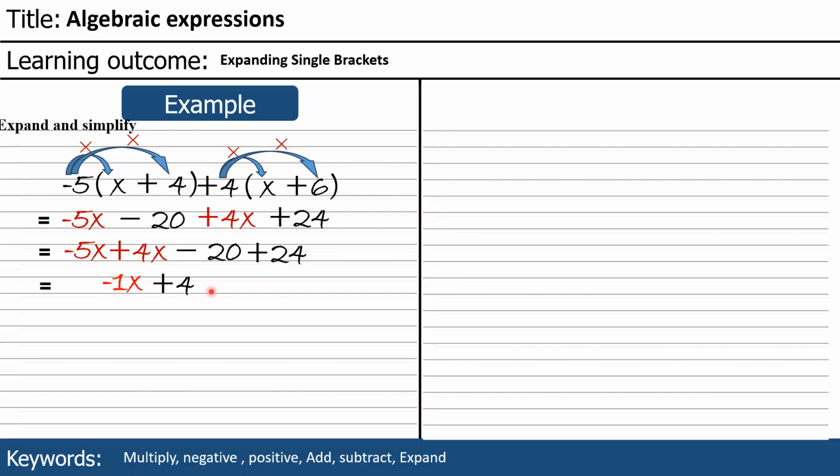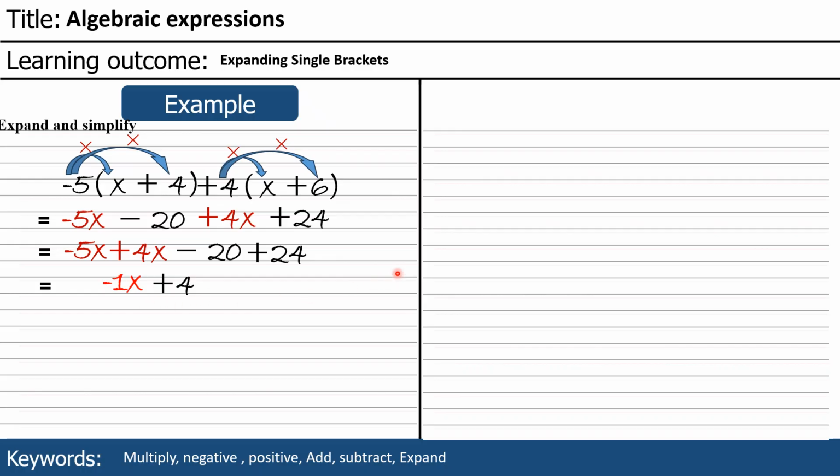positive 4. Another way that we could do this is thinking of this 20 negative pair with 20 positive to give you 0. Therefore, a positive 4 will remain. So that's one way, another way that you could have simplified those numbers. Again, this cannot be simplified any further because they are unlike terms. So it's negative x add 4.